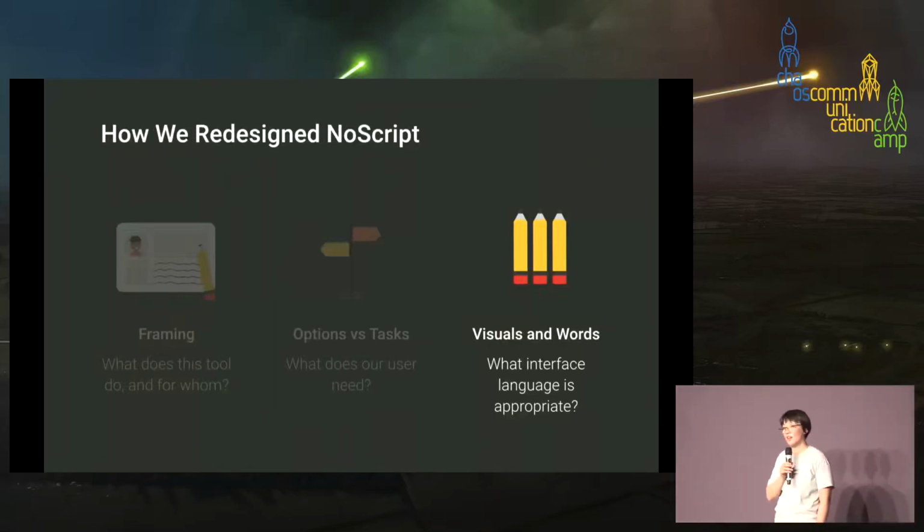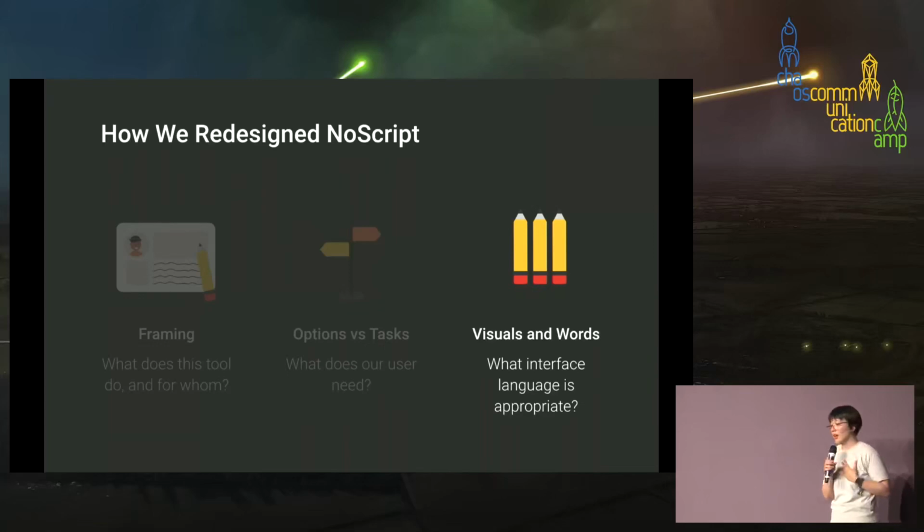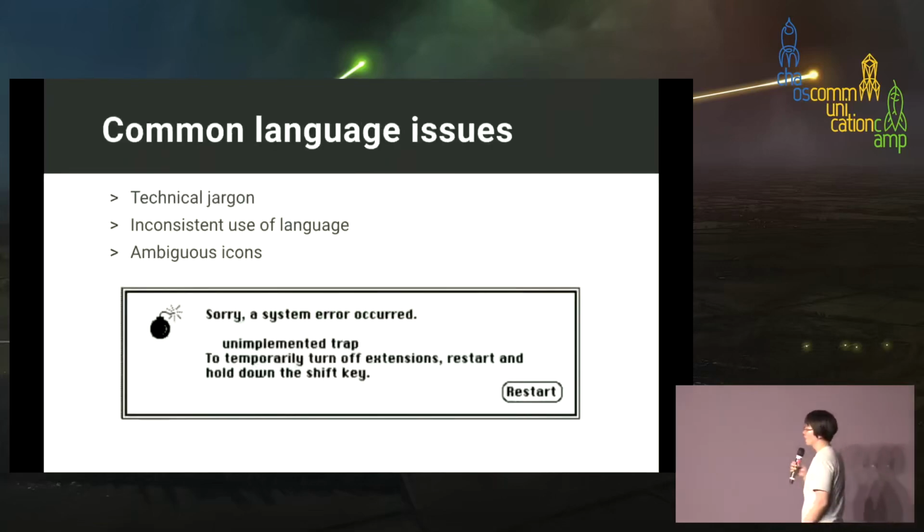We really thought about what are the options, what are the tasks, and what are the things that people really needed to do. But then we also looked at the interface and realized that a lot of the confusion just came from the visuals and the words that were being used in the old interface. So first of all, I should say that's a very common problem. A lot of software has that, right? There's a lot of technical jargon, inconsistent use of language, super ambiguous icons.